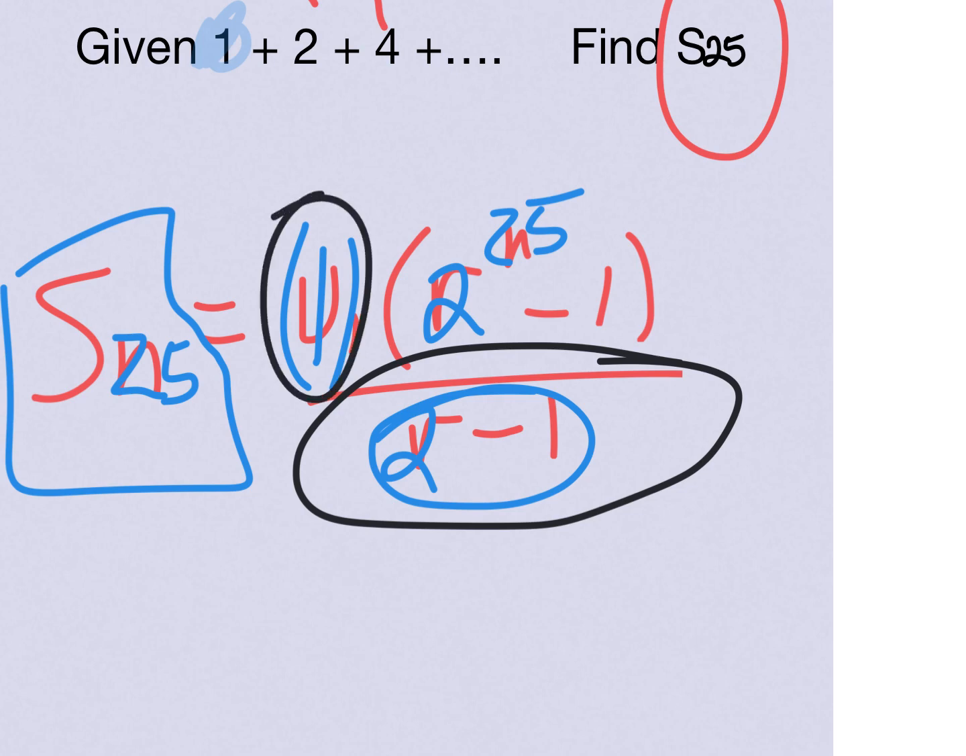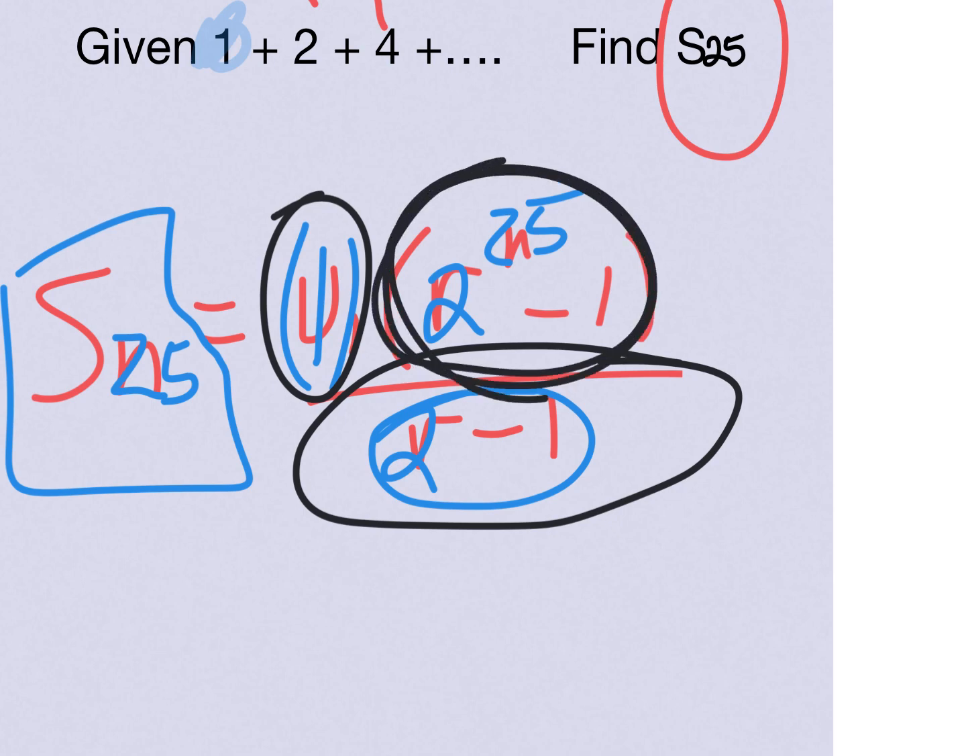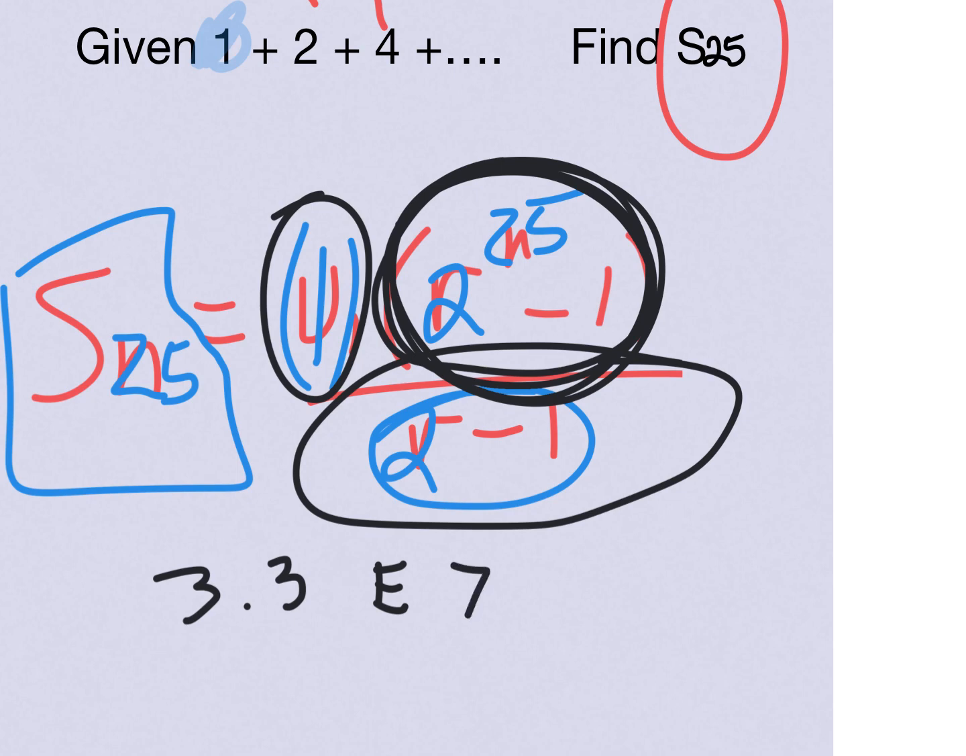Do you really need to times by 1? Times 1 doesn't do anything. So really, you just got to do this. 2 to the 25th minus 1. What is 2 to the 25th power? It says 3.3 E7. Some of your calculators will do it that way.